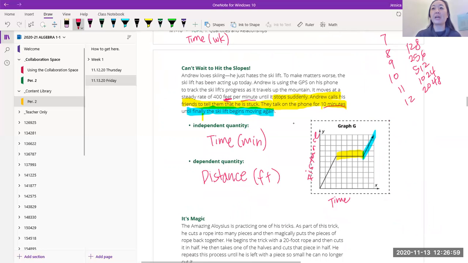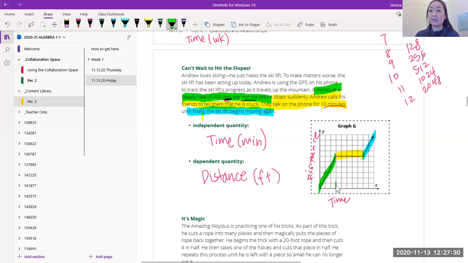All right. And then so we can't wait to hit the slope. So if you remember this, we kind of did this color coding thing already here. So it moves at a steady rate of 400 feet per minute until, right? So if you notice right here, steady rate. And then here, Andrew calls it, because it suddenly stops, right? So we're literally just waiting, the distance is not moving. So that's why it flatlined, right? Time is totally still going.